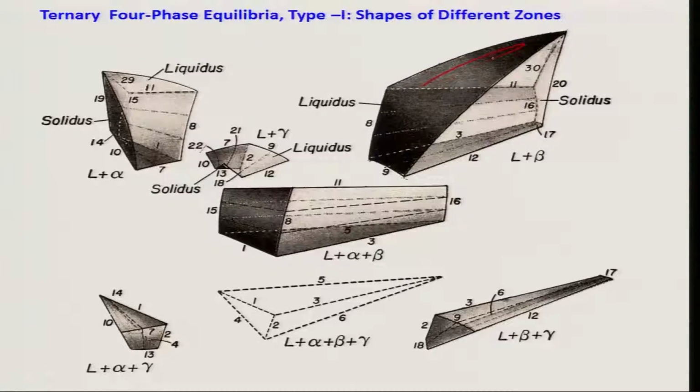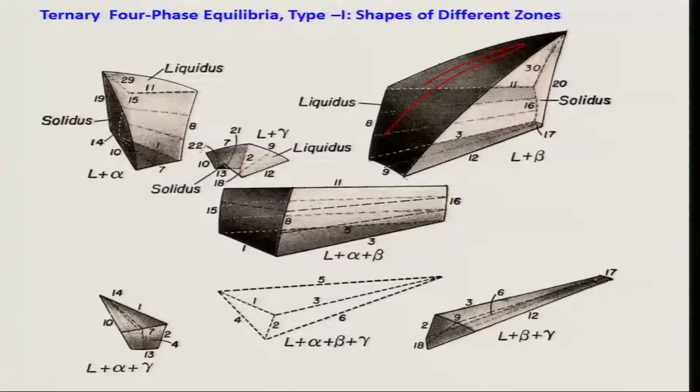You can see this is the liquidus surface, and then you have three-phase regions like liquid plus alpha plus gamma, liquid plus beta plus gamma, liquid plus alpha plus beta. They look like long pyramids. You can see here this is the base and that is the pyramid. Similarly, here also sometimes there is no apex at the top, but the shapes are like that.